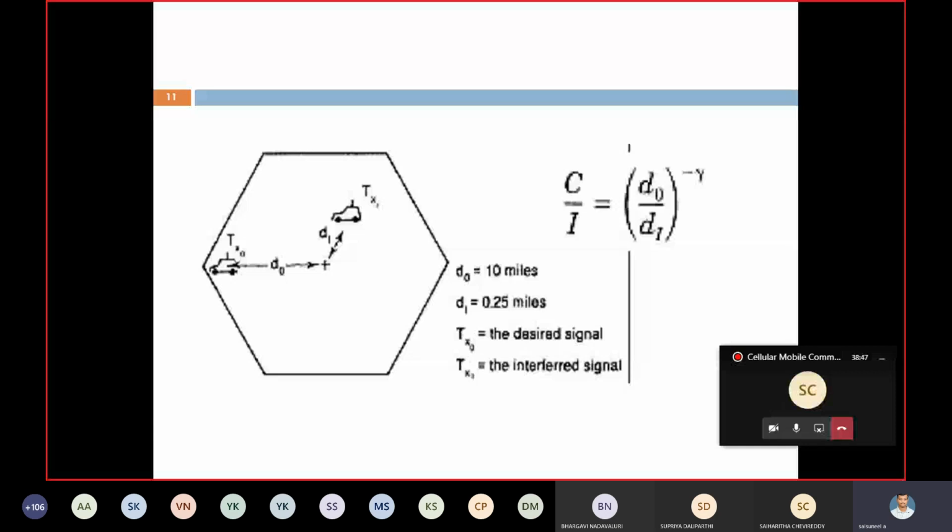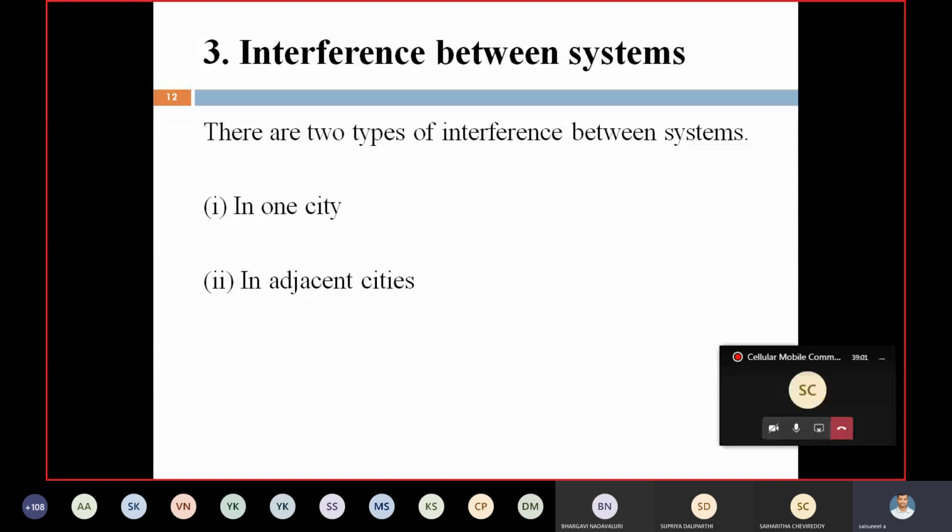Let's move to the third type of non-co-channel interference. The third type of non-co-channel interference is interference between systems. This type of interference especially comes under cities. There are two types of interference between systems. The first one is in one city. The second one is in adjacent cities. First, we have to consider in one city.